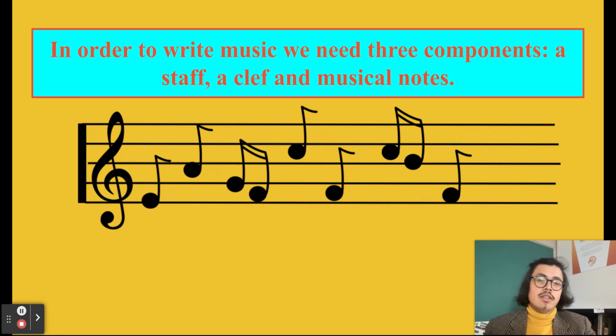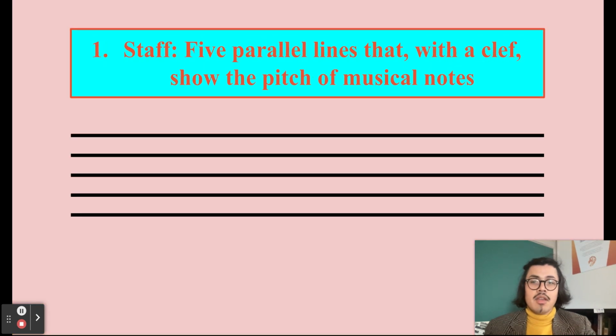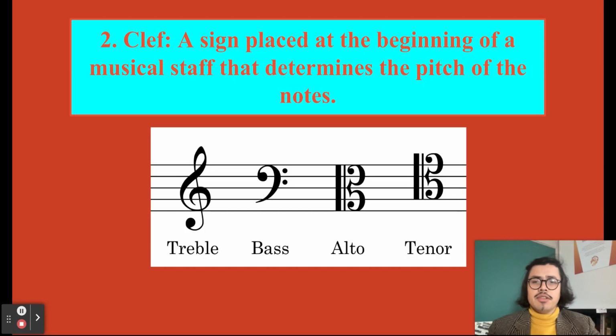Now, you've probably seen all of these components somewhere, sometime, and this is your chance to finally get to understand them. The first thing we need is a staff, the five parallel lines that with the clef show the pitch of musical notes. It's also known as a pentagram, penta meaning five, and gram like a diagram. So it has five lines, pentagram. But just call it staff, it's much easier.